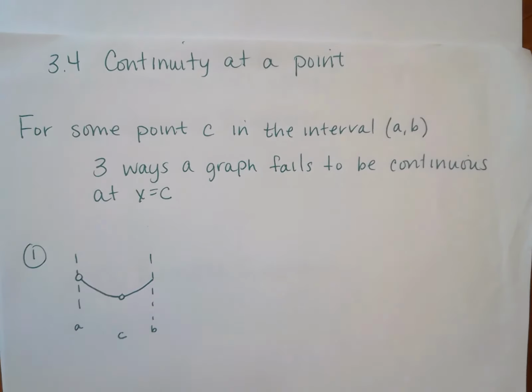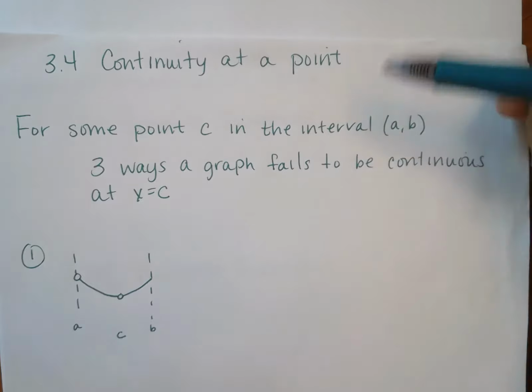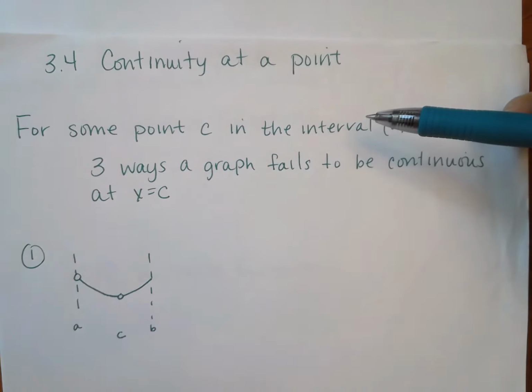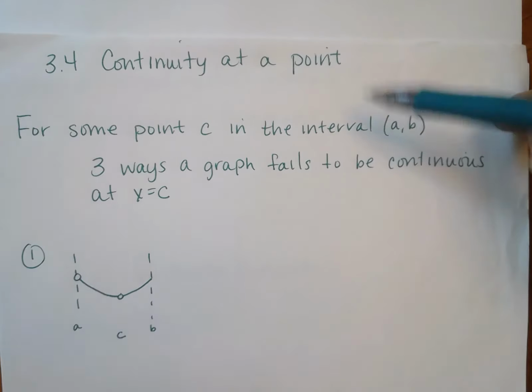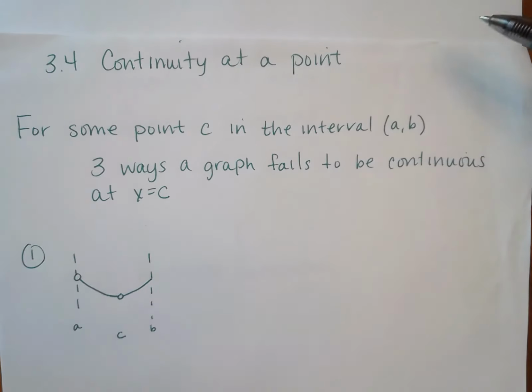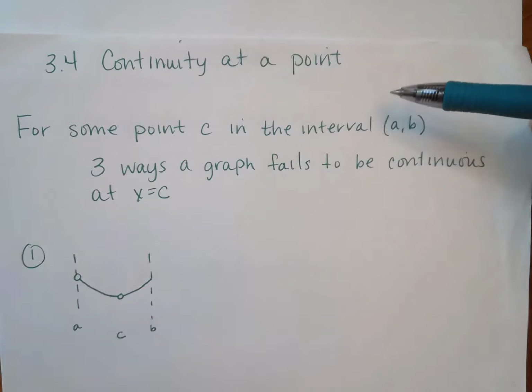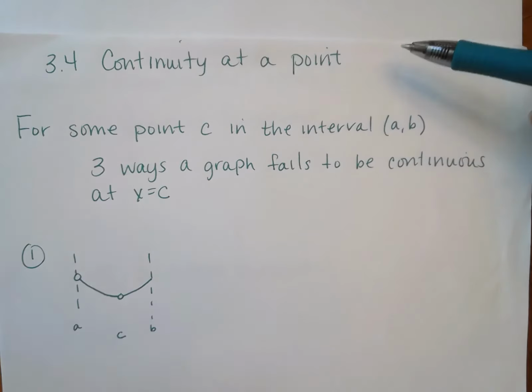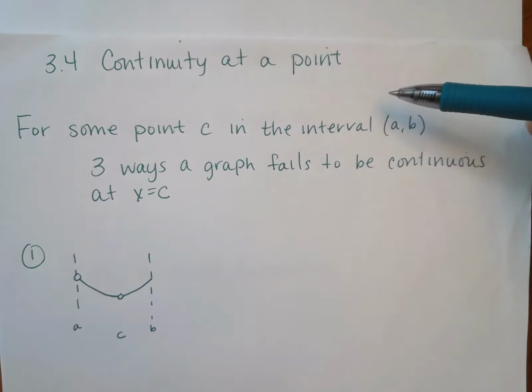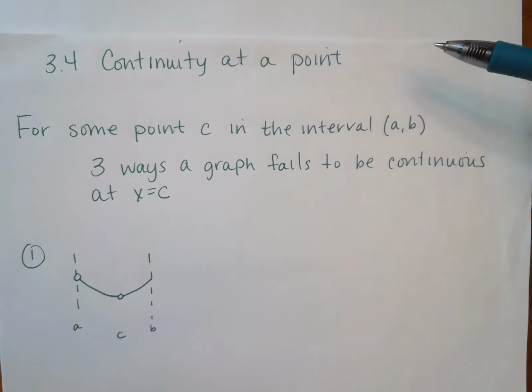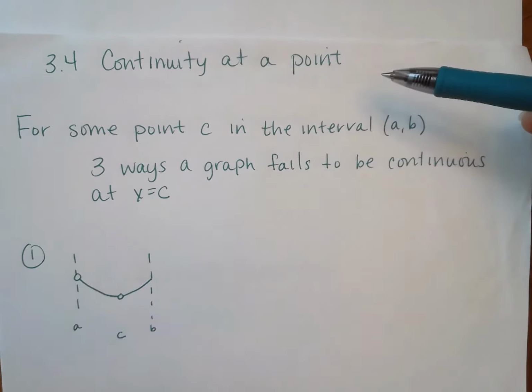Today we are talking about continuity at a specific point. So at this point we have talked about the continuity of polynomial functions, which are continuous everywhere, and we've also talked about the continuity of rational functions, which are continuous everywhere except where the denominator is equal to 0. But we're going to extend our idea of continuity to finding if a function is continuous at a specific point.